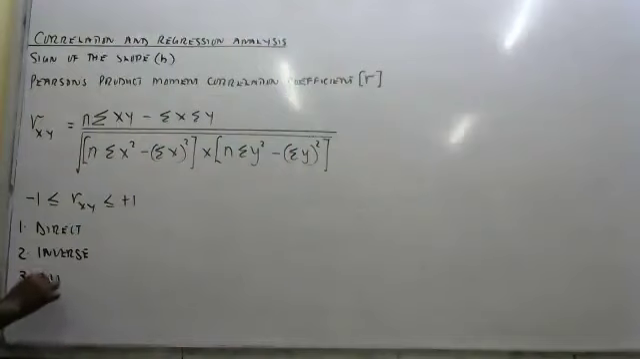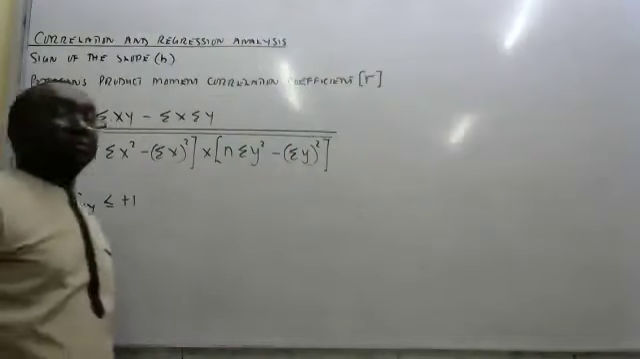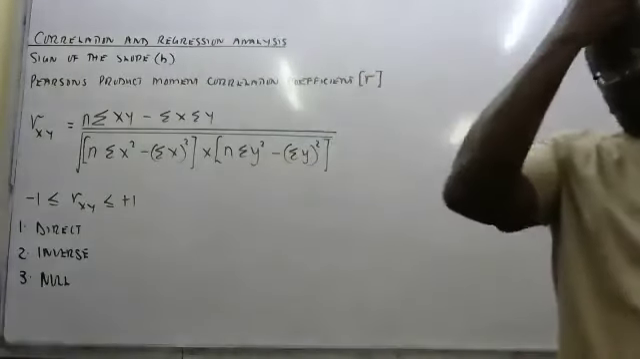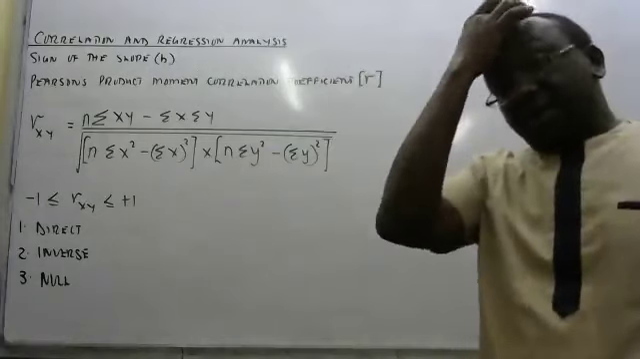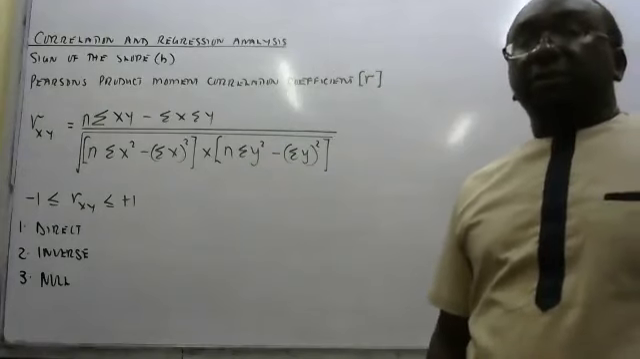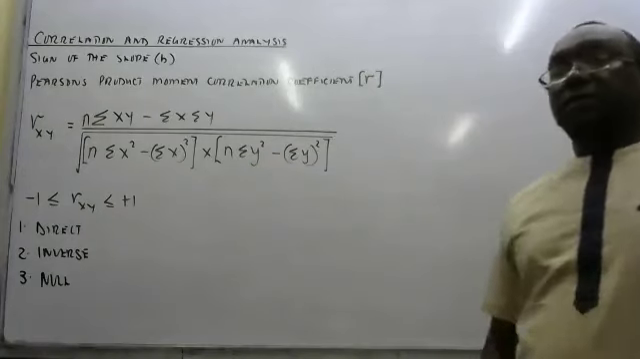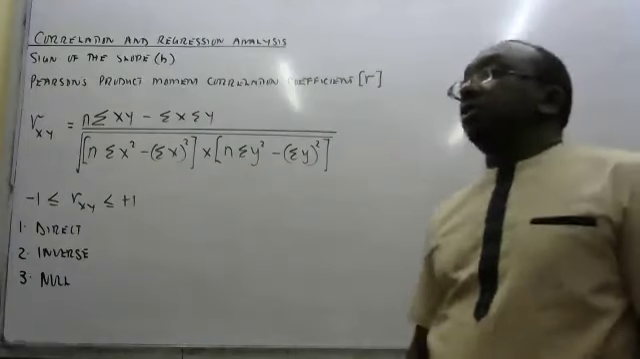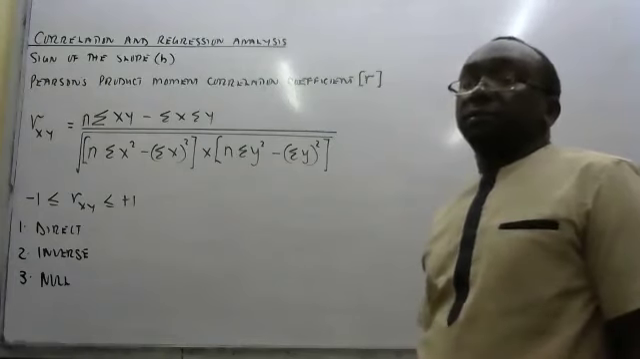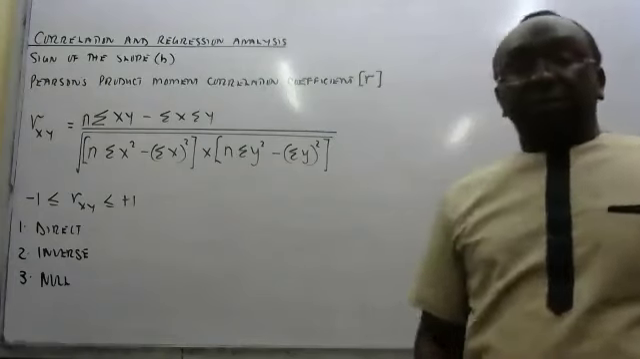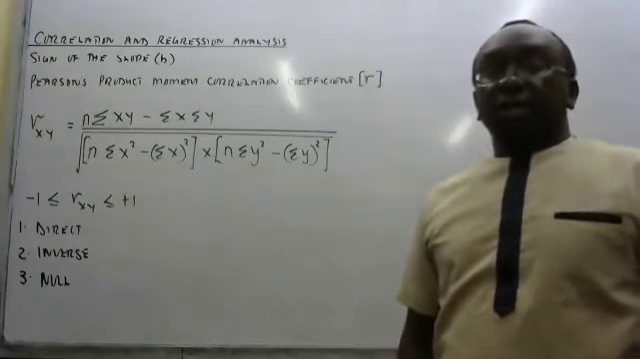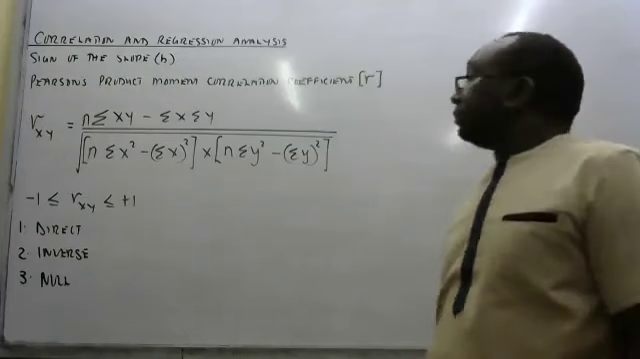Number three is called null relationship. We write that this is where the variables have no relationship at all. It is represented by zero.